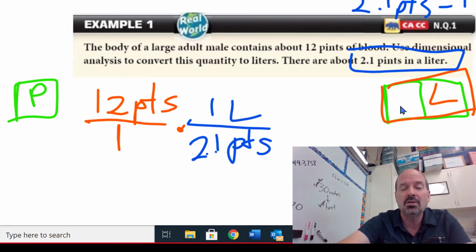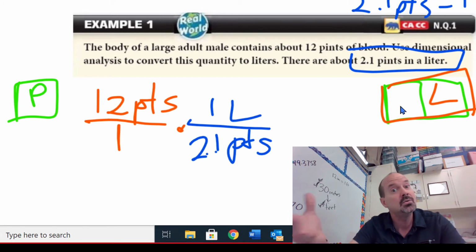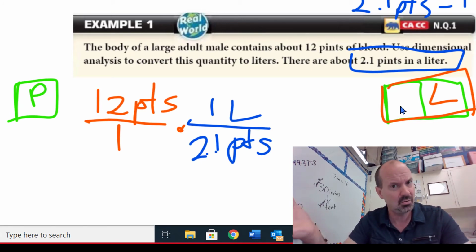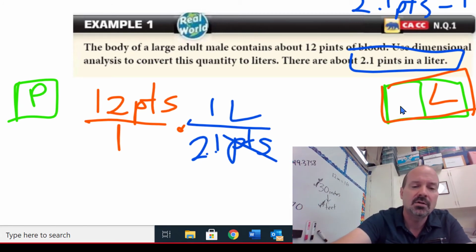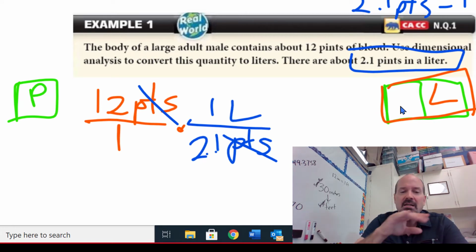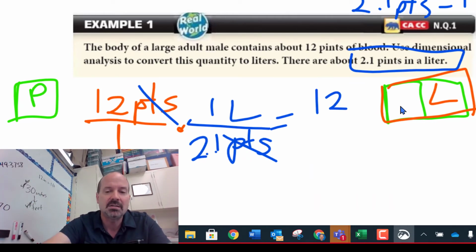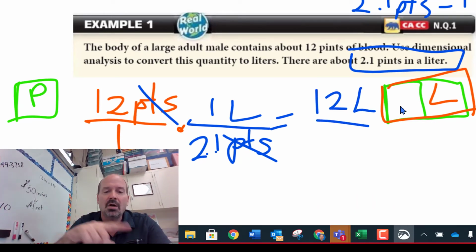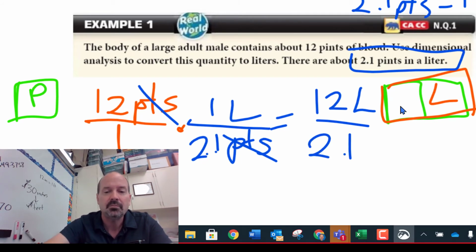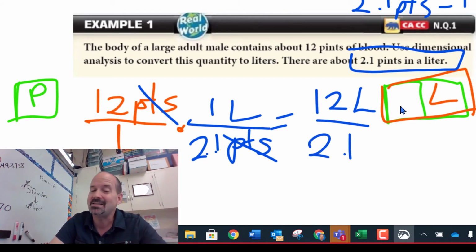So that when I go to do my math, I'm multiplying fractions. You can cross cancel the words. Who knew? You can. So you cross cancel the words, and you end up multiplying the top times the top and the bottom times the bottom. 12 times 1 is 12. And the only word that's left on the top is liters. And on the bottom, 1 times 2.1 is 2.1.